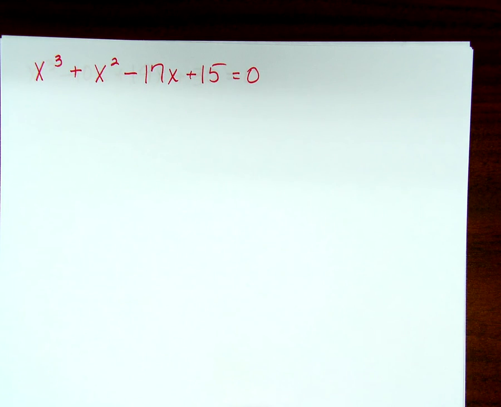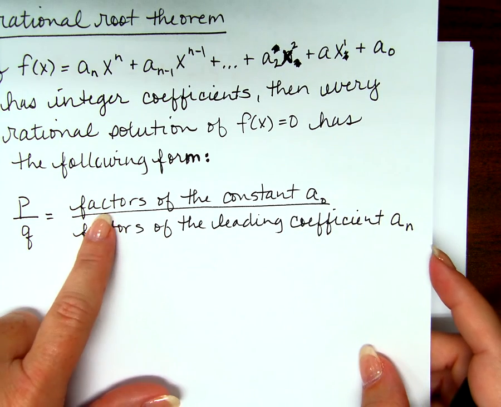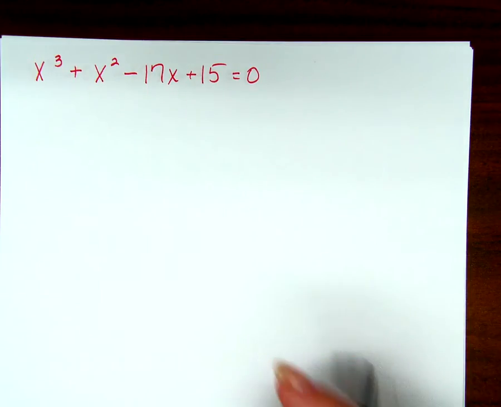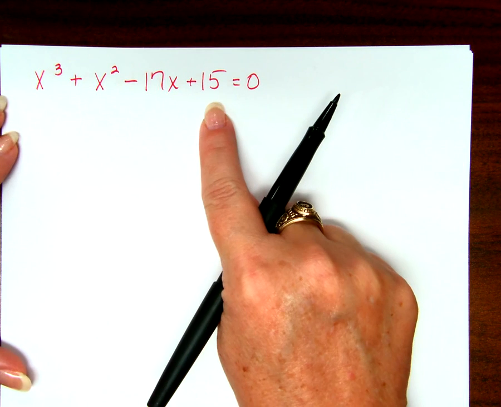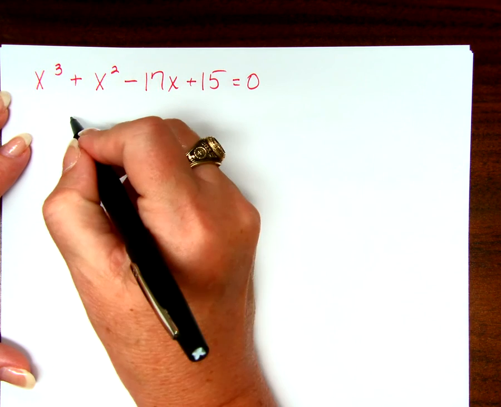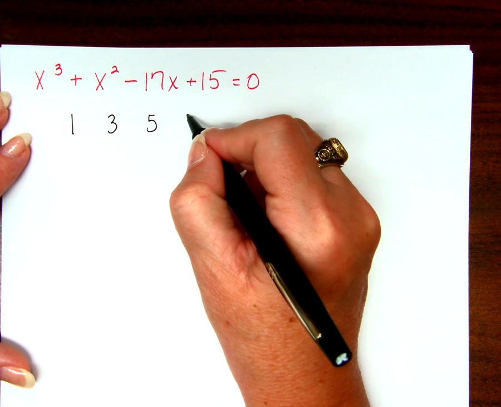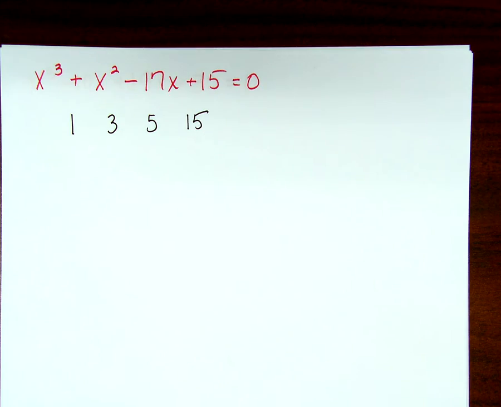Do an example, right? Okay, so let's come here. Right now, if I said, what are all the possible factors? You have an infinite number. Can I try to make that number a little smaller? Okay, we're going to do that by finding the factors of the constant divided by the factors of the leading coefficient. So looking at this problem, what are the factors of the constant? So 1, 3, 5, and 15. You got that okay?